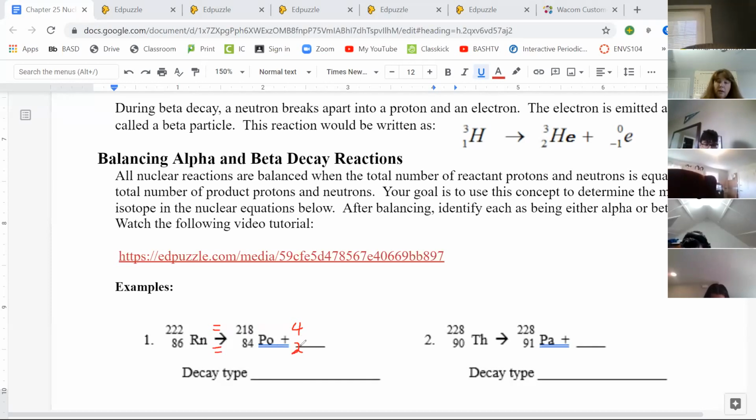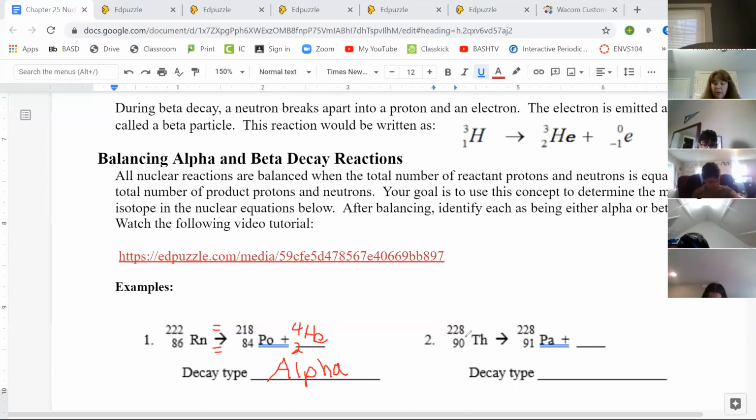2 atomic number on the periodic table is He. So here you have that alpha particle. So that is what tells you the decay type. If you have an alpha particle on the right side here, then it's going to be alpha. And if you have a beta, then it would be a beta decay. So that's an alpha.